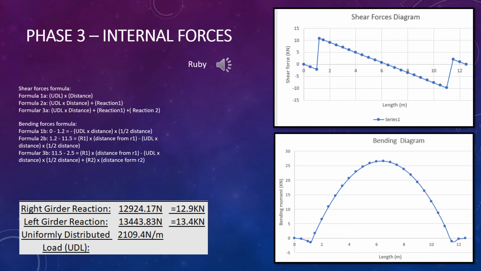There were 4 points of zero forces at 0 meters, 12.5 meters, between 1.2 and 1.5 meters, and between 11 meters and 11.5 meters for the bending moments. We used 27 reaction points to analyze the internal forces and make the graph and calculations as accurate as possible.